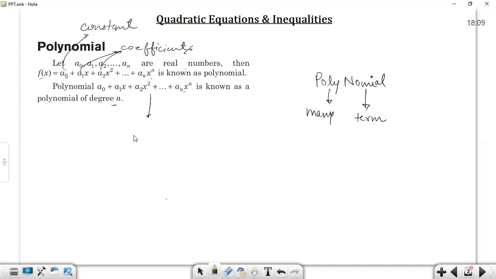There is one more condition here: n should be a whole number or natural number. And if we are discussing a polynomial of degree n, then the coefficient must not be 0, the coefficient which comes with x raised to n. Otherwise, if it were 0, then the degree of the polynomial would become n minus 1. Understood?